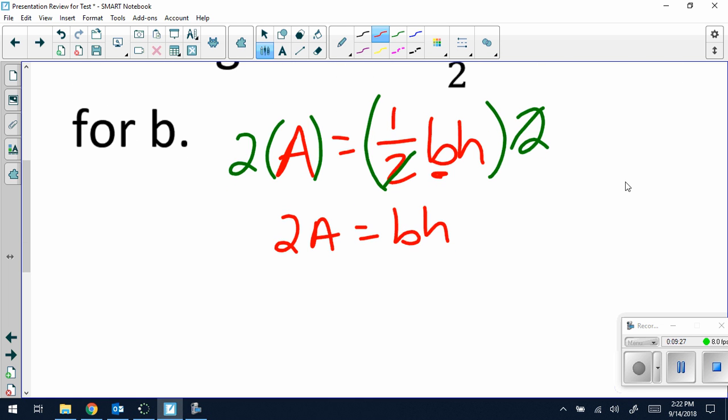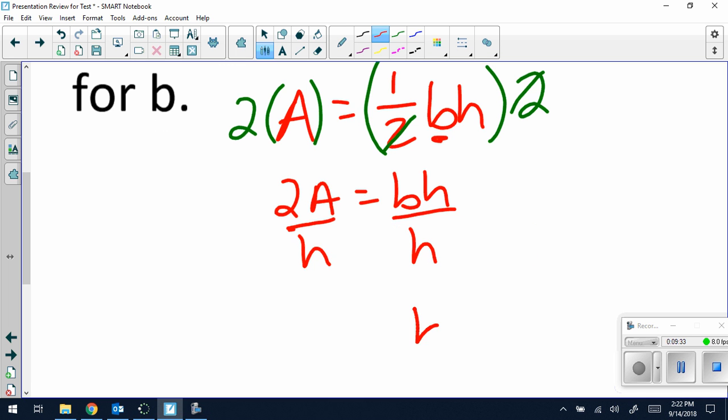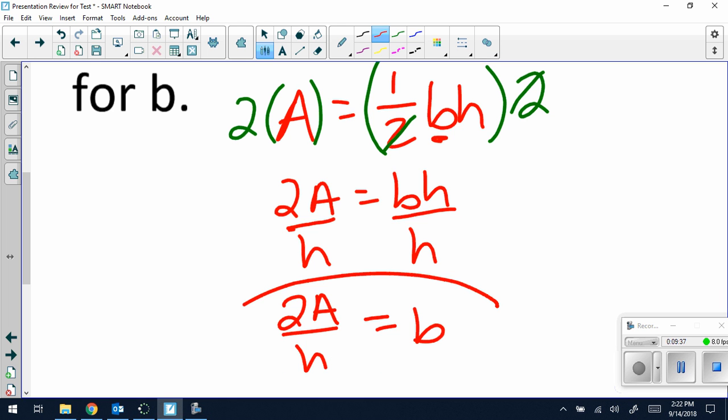Still trying to get b by itself. It's being multiplied by h. The opposite of multiplied is divided. So I'm going to get b equals 2a over h. That's actually your answer. I'm done. I've got the b by itself. That's what I was told to do.